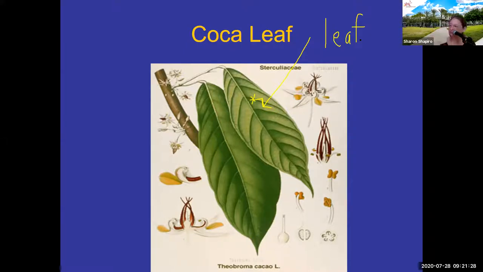At any rate, this is where it does have flowers. Right, description of some of the flowers. It does have flowers, but the flowers aren't where the medicinal qualities are coming from. The cocaine molecule is actually coming from the leaf.